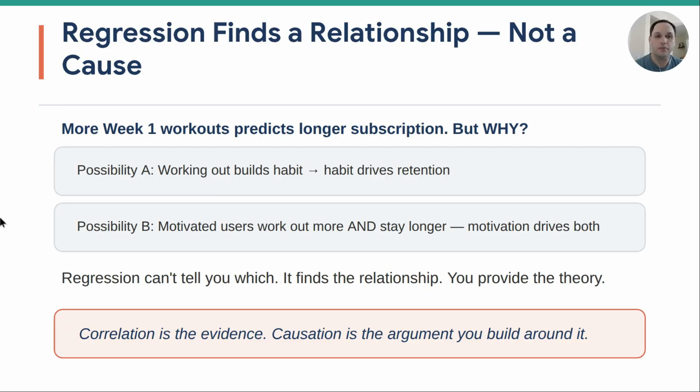Two, highly motivated people are more likely to both log workouts early and stay subscribed for a long time. Motivation is driving both things, and the relationship between workouts and retention is just a side effect. Regression can't tell you which story is true. It gives you the correlation. You provide the theory, the context, and ideally an experiment to make the causal case.